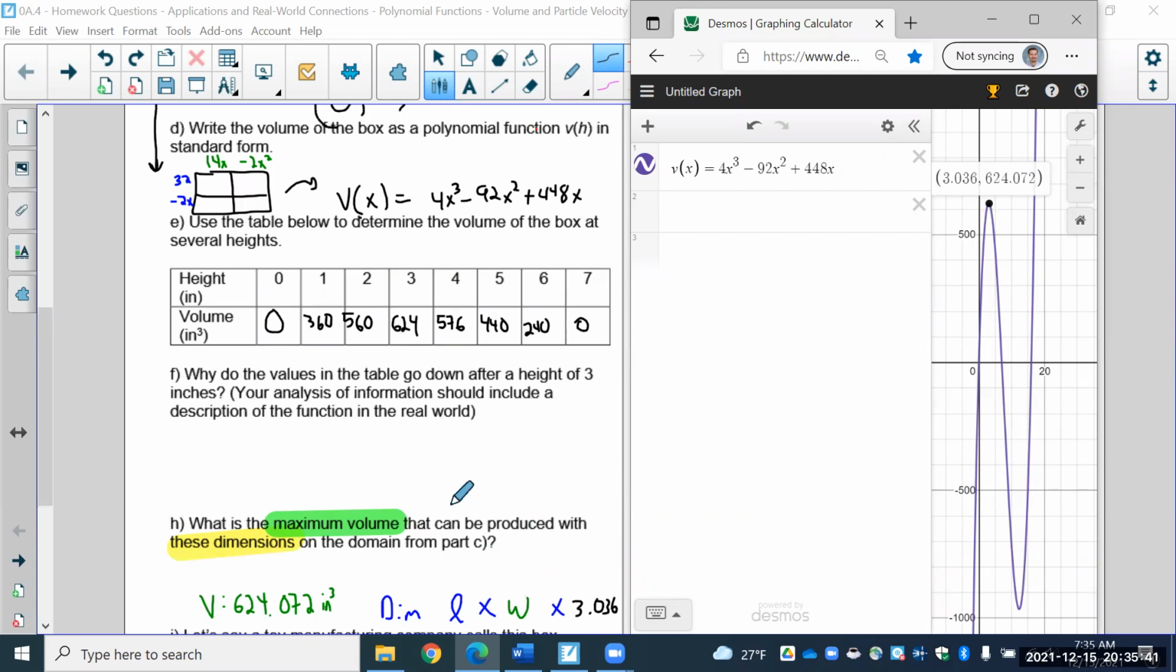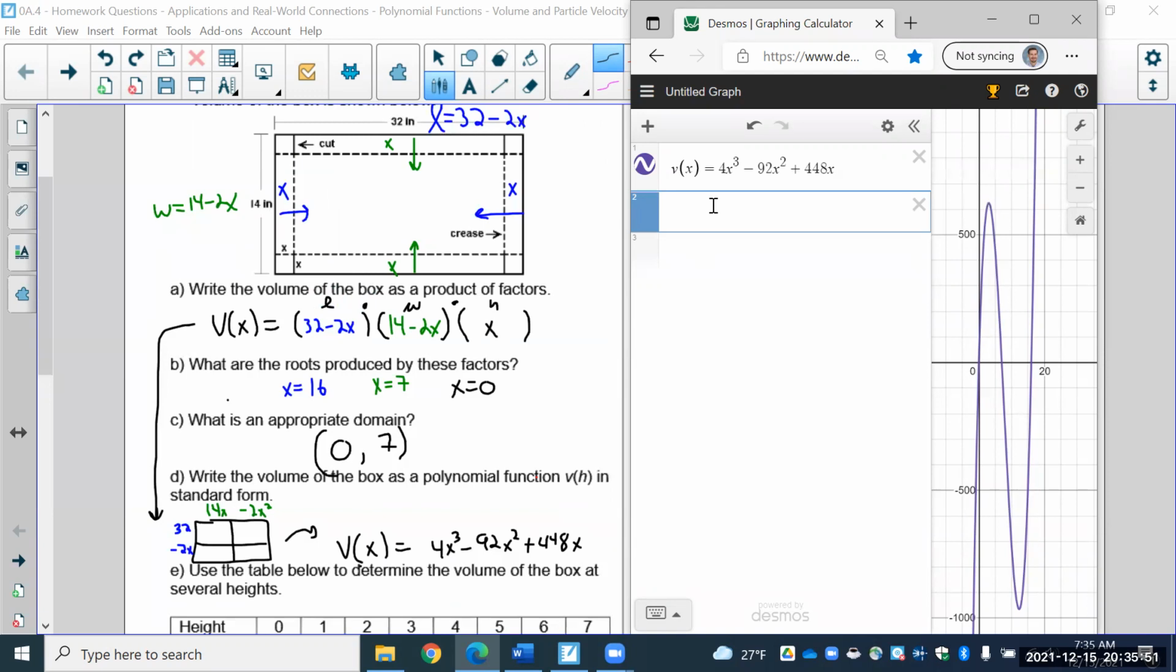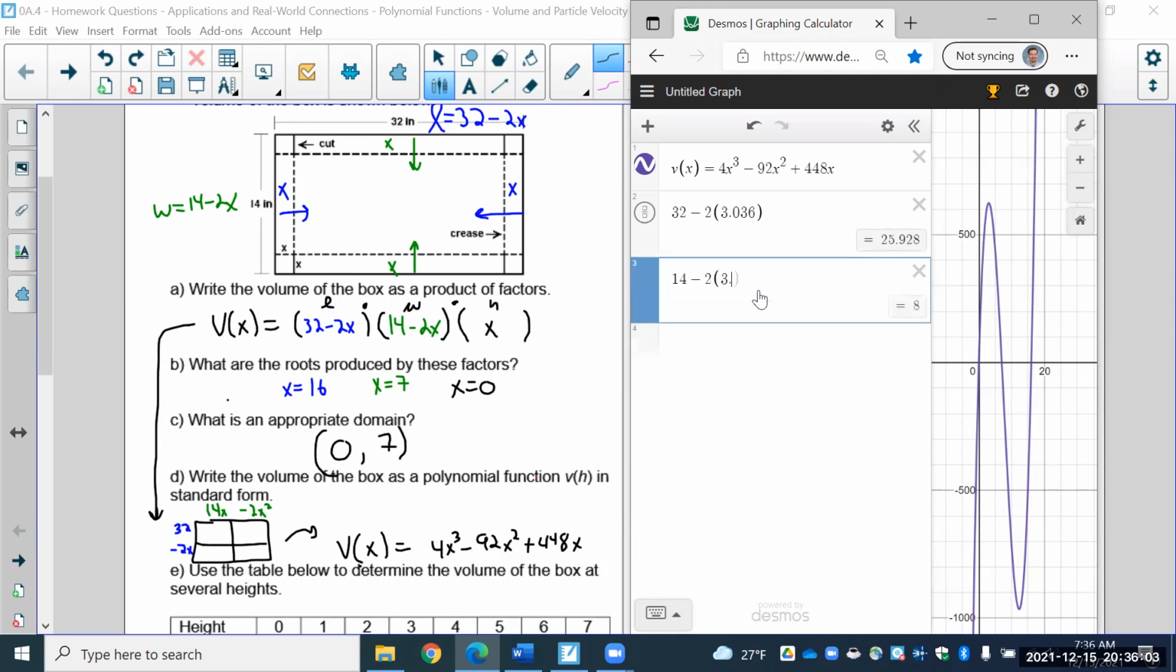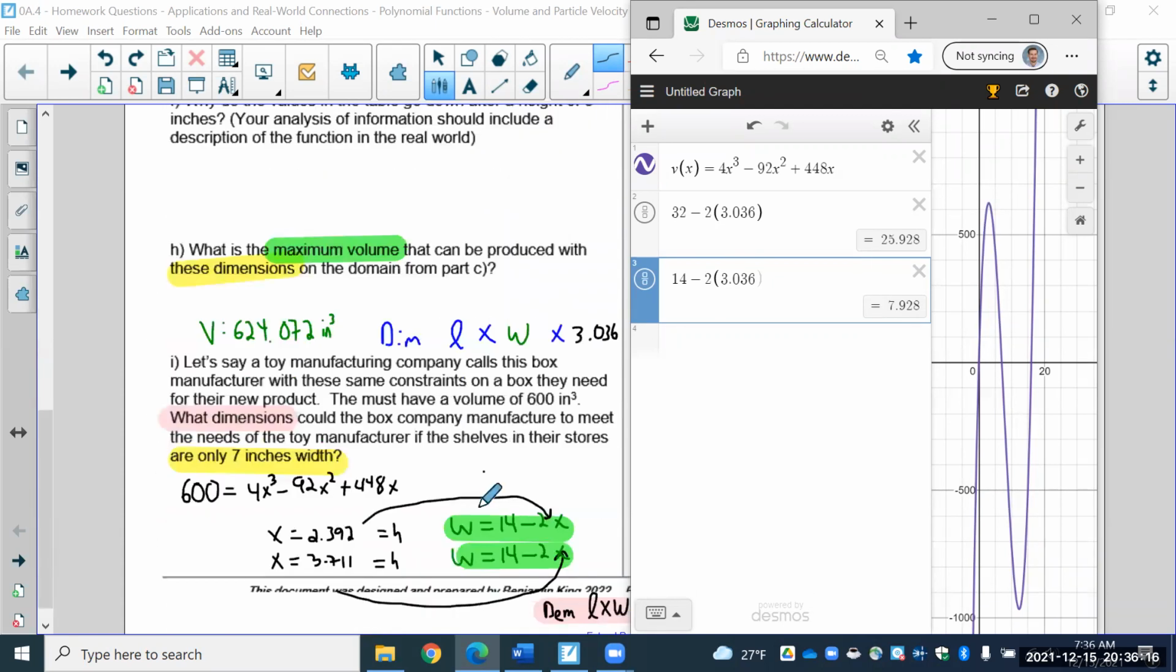All right, so if I come up here, back to what I was saying, this 3.036 is only the x, the height. So if I need to find the dimensions, I need to find the length and the width, and I get them by just plugging it back in here. So, 32 minus 2 times 3.036, that would be the length, and the width would be 14 minus 2 times 3.036. And again, I got that 0 points right there, right? So I just put that in, and that and 3.036 are my dimensions, which is very important for the last question, right?